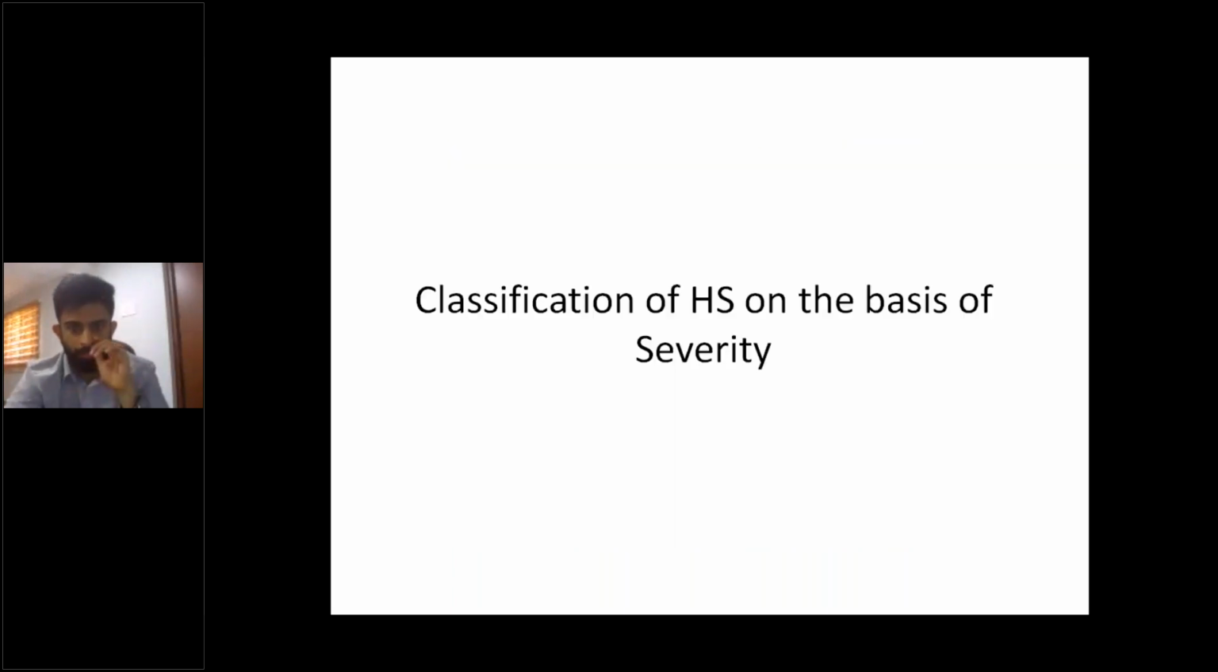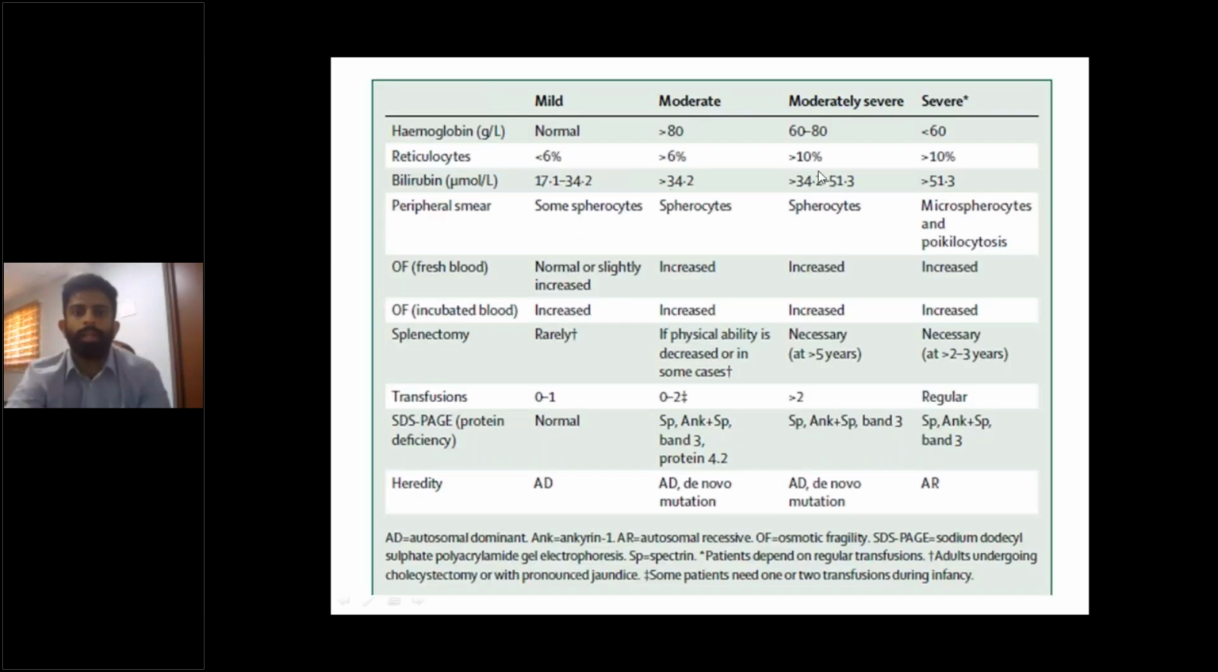So we have the classification of HS on the basis of severity here. I said again, mild, moderate, moderately severe, and severe, or you can call it severe and very severe. Hemoglobin is normal in mild, in moderate it is greater than 80%, in moderately severe it's 60 to 80%, in severe it is less than 60%. That means if hemoglobin is normal, around 15, in severe it's seen less than 9.